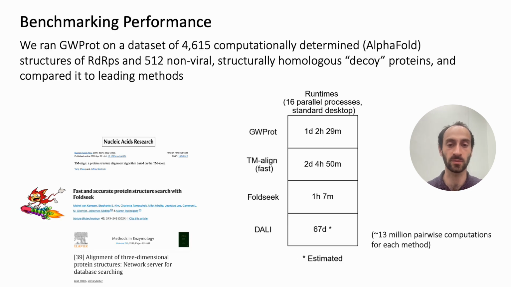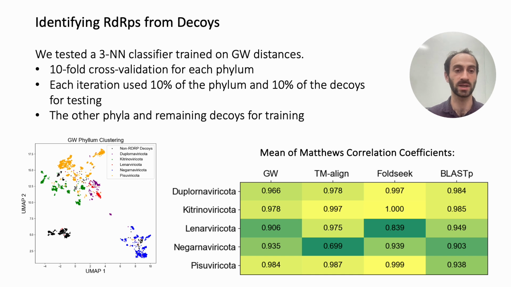To benchmark the performance of GW, we ran it on a dataset of 4,615 computationally determined RdRP structures and 512 non-viral, though structurally homologous decoy proteins, and compared it to the leading methods of TM-Align, Fold-Seq, and DALI. We note that GW is faster than all of the methods except Fold-Seq. In our benchmarking, we saw that GW did a good job of clustering the proteins based on their phyla of origin for the RdRPs and distinguishing the decoys from the RdRPs.